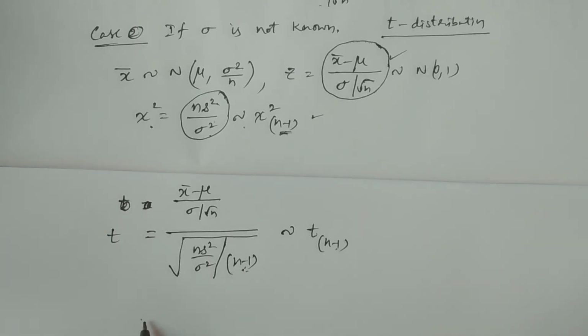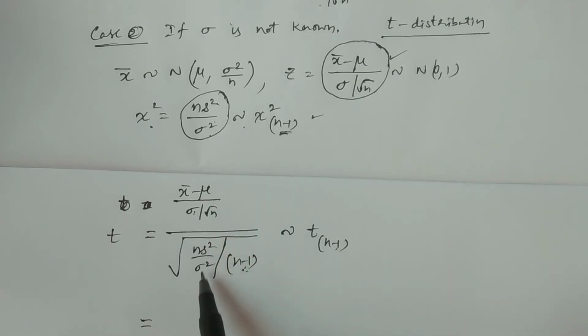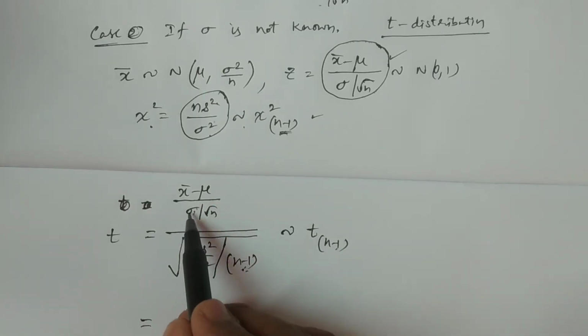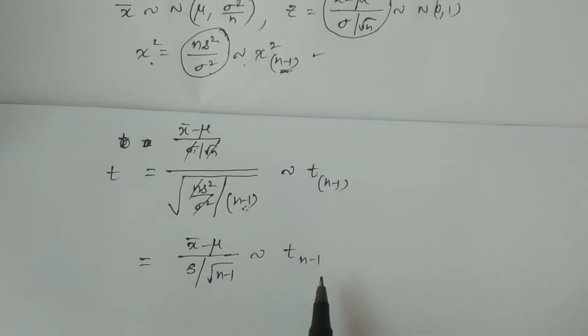So while cancelling, you see this sigma in the numerator is also sigma in the denominator. So the square root of sigma square is sigma, and it will get cancelled. And root n also will get cancelled. This is root n, this is root n. So the remaining values are x bar minus mu divided by the square root of s square, small s, divided by n minus 1, the square root of n minus 1, which follows a t distribution with n minus 1 degrees of freedom.